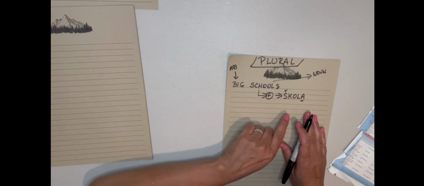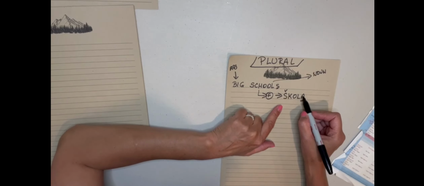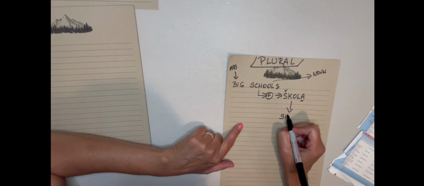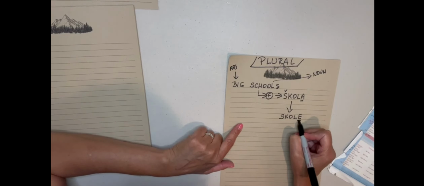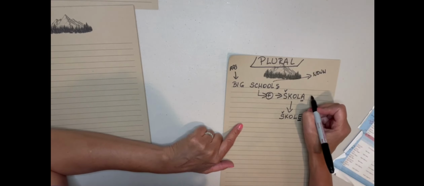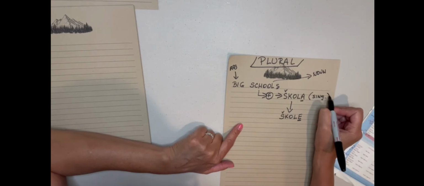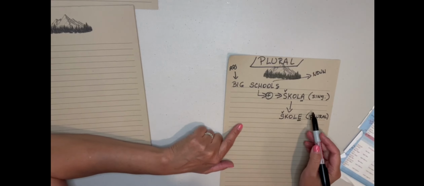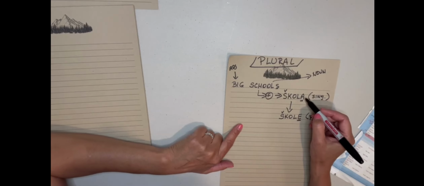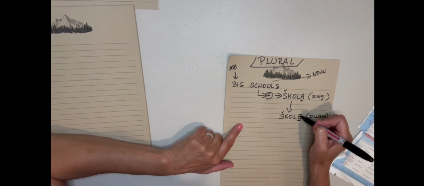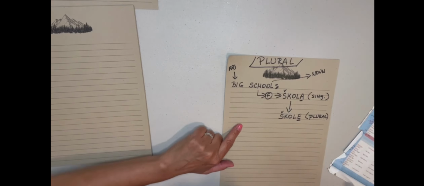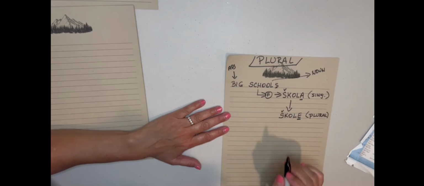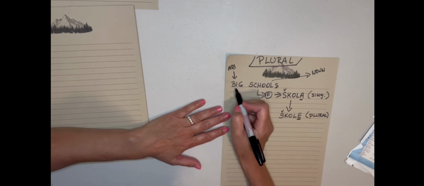To make this plural, I'm going to change this A to an E. So it would look like this. Škole. So this is the singular, and this is schools, plural. So with feminine nouns, the A turns into an E. That's a lot, I know. It's a lot. So let's try. And let's address this adjective.